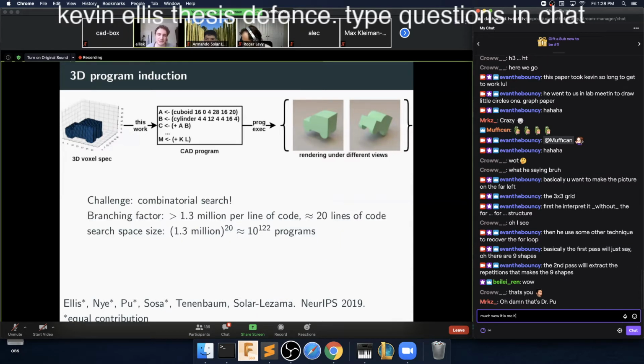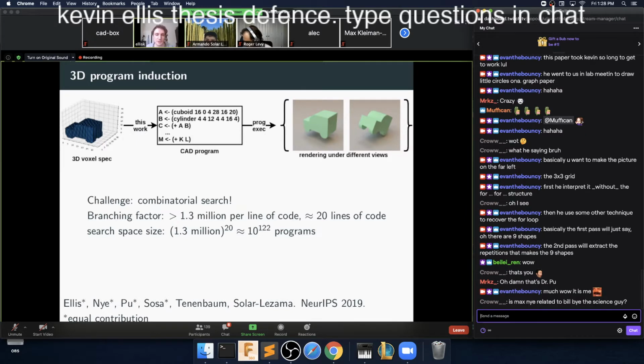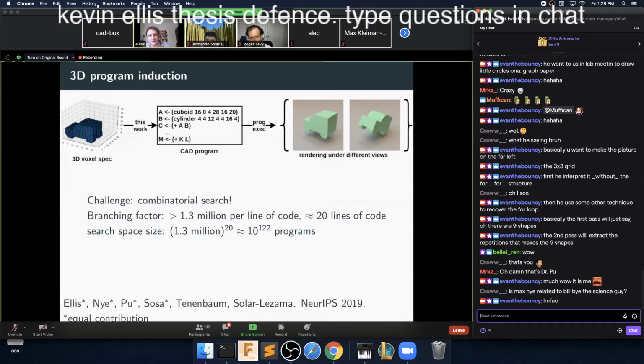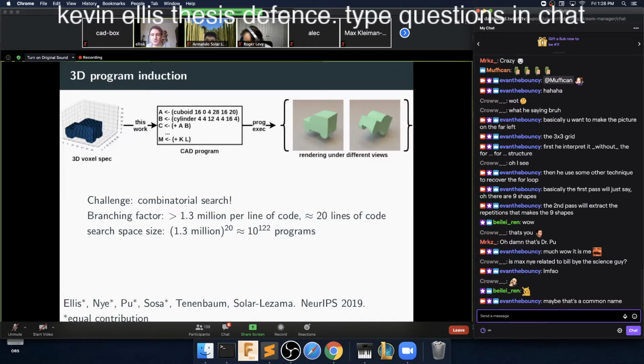The issue here is that just by going up an extra dimension, the search space actually gets much broader. So in particular, there's approximately 1.3 million different lines of code you can write in this graphics language. And to make complicated objects, you sometimes need to chain together 20 lines of code. This gives a total search space which is much larger than the number of atoms in the universe. So how are we going to tame this combinatorial explosion?